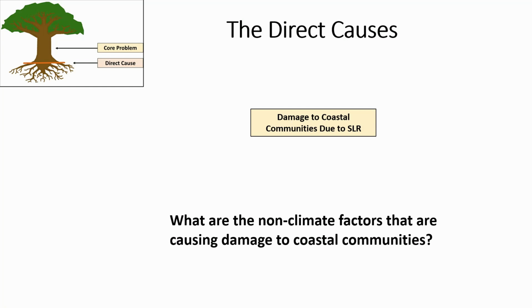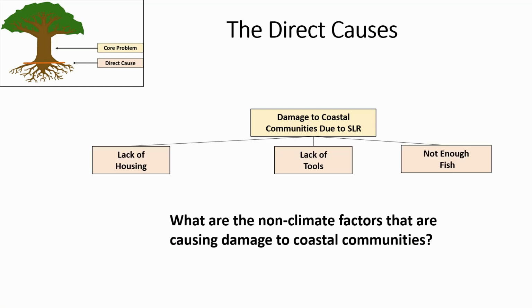So this is a first step, or the second step after defining the core problem. Now, the direct causes, like we said, are non-climate factors that contribute to the vulnerability of people, places, and things. And these are most likely the parts of the problem that you're going to address with your project. So here, remember that our core problem is damage to coastal communities due to sea level rise. And so with our core problem, the first thing that we want to do is identify the things that directly contribute to damage to coastal communities.